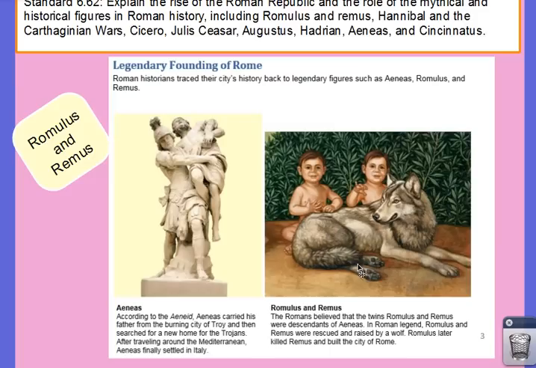This is a picture of Romulus and Remus. Now, Romulus and Remus have an interesting story. They, too, have been acclaimed as being the founders of Rome. The Romans believed that the twins, Romulus and Remus, were descendants of Aeneas, and if you know what a descendant is, then you will know that they were related, because a descendant is a relative of someone else. In Roman legend, Romulus and Remus were rescued and raised by a wolf. Romulus later killed Remus and built the city of Rome.